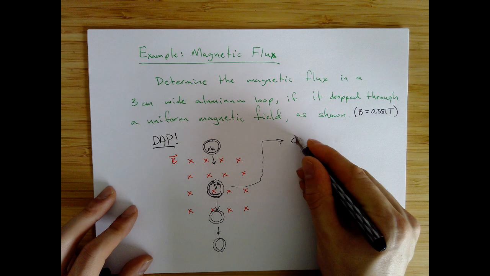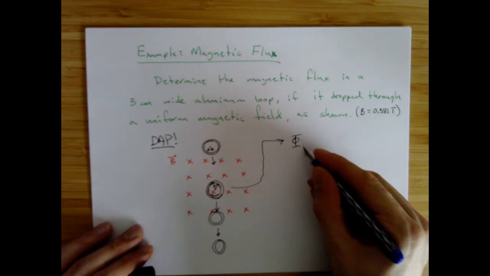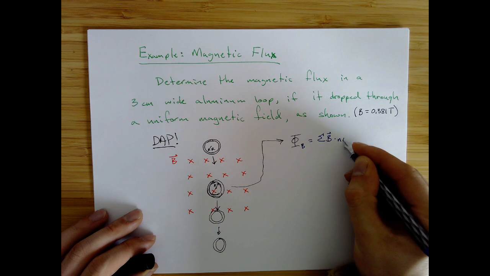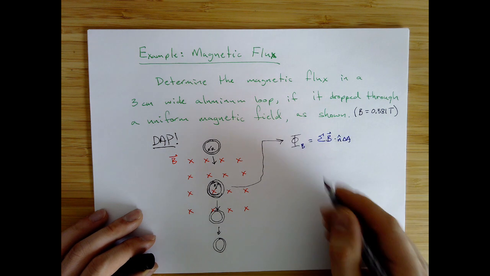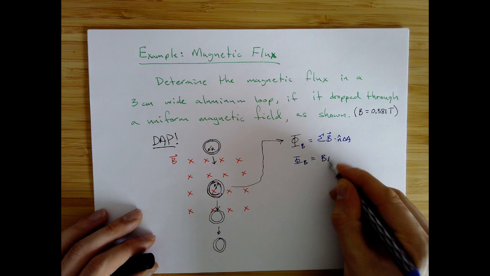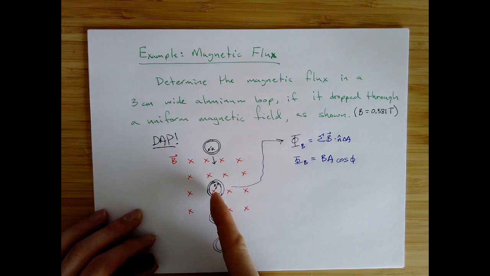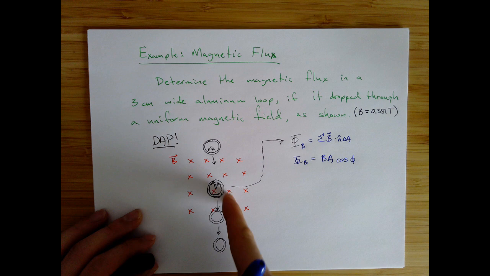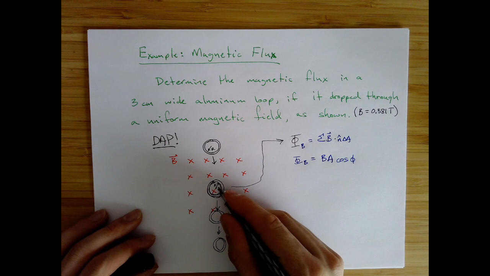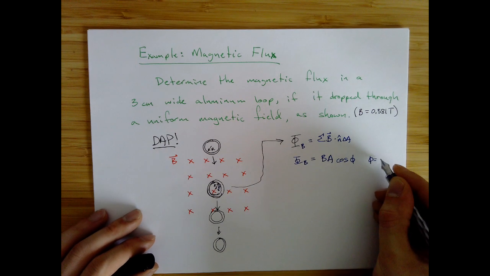Recall the magnetic flux. The magnetic flux is equal to the sum of all the B field lines dotted with any little piece of area that they're traveling through. But like we noted before, and just like we did with electric flux, this will simplify to BA cosine phi. What is the angle between the normal to this area and the B field line? Well, the normal we could represent as an x, perpendicular to the surface. So we could say that phi is equal to 0 degrees.